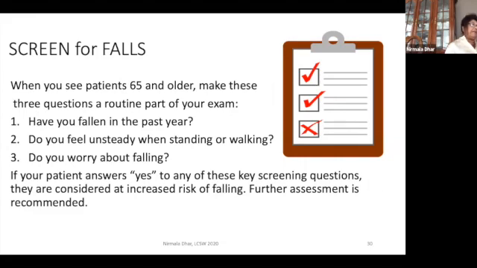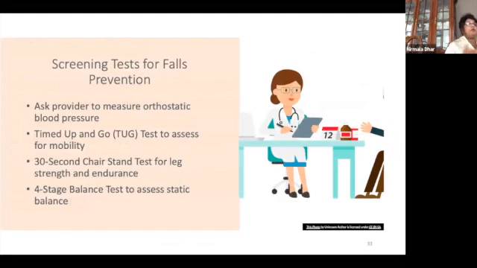Next slide. And here are some other tests which you can request a physician or a nurse practitioner to complete. Ask the provider to measure blood pressure, orthostatic blood pressure, which is one of the primary reasons for falling, by the way. When your blood pressure drops and you feel dizzy and woozy, you can fall. Timed Up and Go, or TUG test. 30-second chair stand test for leg strength and endurance. And then the 4-stage balance test to assess static balance. So these are actual tests that you can request.